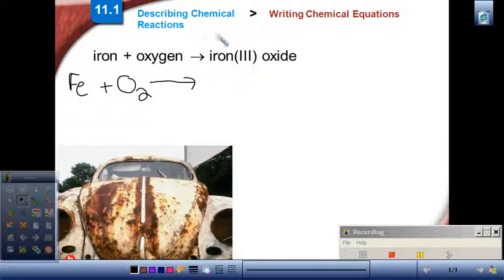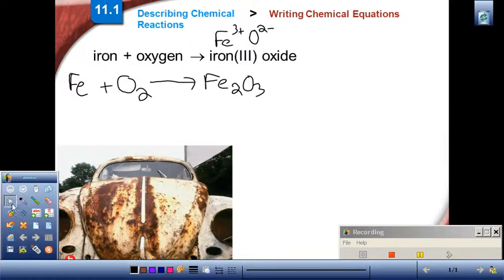Now our formula for iron 3 oxide, well, remember, this is our charge right here, 3. And oxide is oxygen, that's group 6. So if I'm in group 6, I want to gain 2 more electrons to get to 8. And I crisscross my charges. And that's my chemical equation. All right.